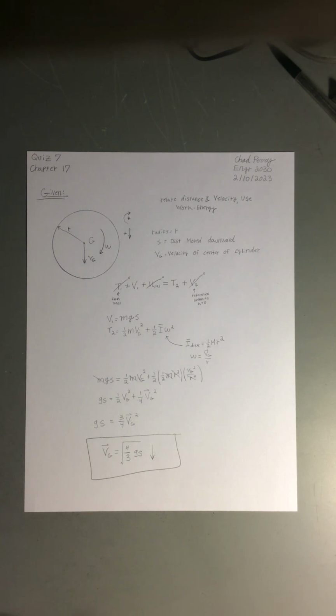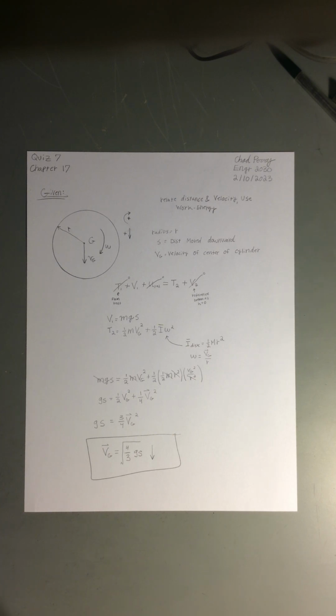Alright, hello. This is my video for today's quiz, which is quiz number 7, and we're looking at chapter 17. In this problem we're given a disk with a radius r, and there's a wire wrapped around it, and we're asked to find the velocity of the center of the disk as it moves down a distance of s. We weren't given any numbers, but we were asked to find an equation that will help us find the velocity of the center of the disk in terms of some of the given variables in the problem.